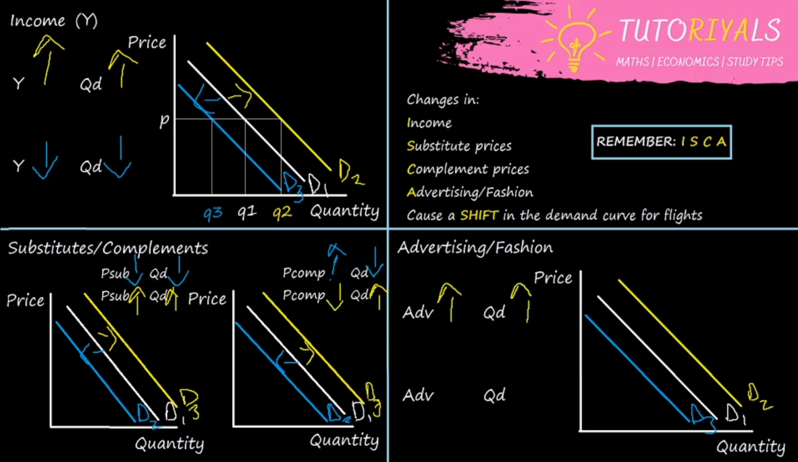Well, higher advertising and more prominent travel trends can cause an increase in your demand for this flight too, and vice versa. Less advertising could cause you to reduce your demand for wanting to go to Paris in the first place, and so your willingness to book this flight would reduce and your quantity demanded would fall from D1 to D3. An easy acronym to remember is ISCA: income, substitute prices, complement prices, and advertising. These are just some of the most common causes of shifts in the demand curve for a good or service.